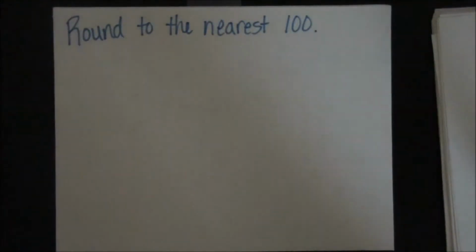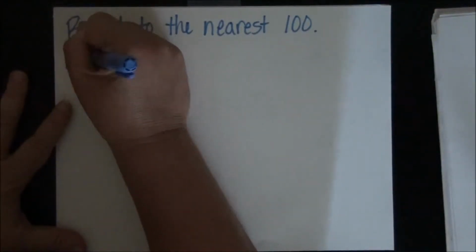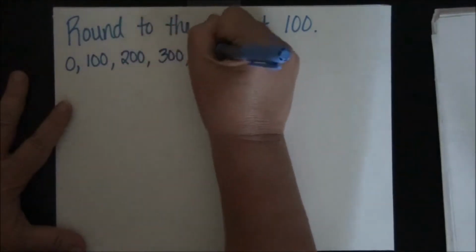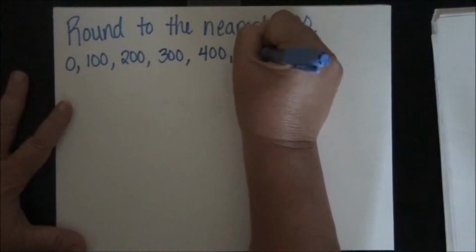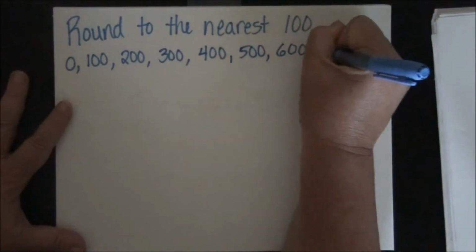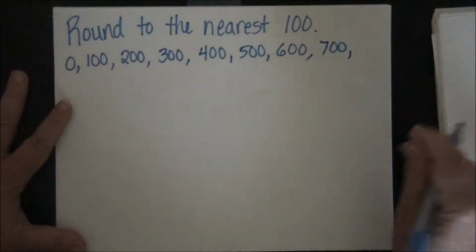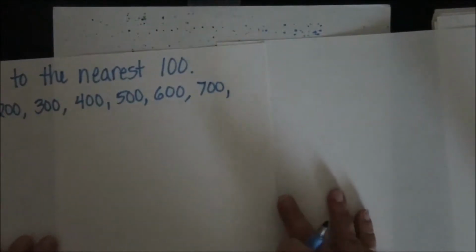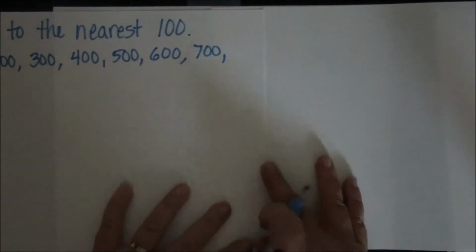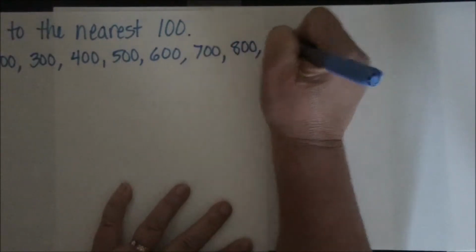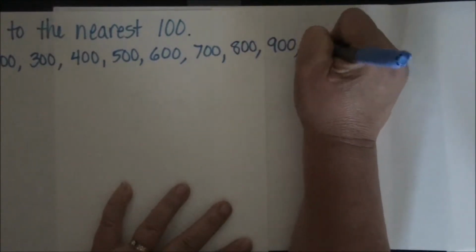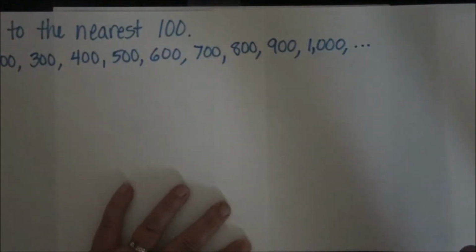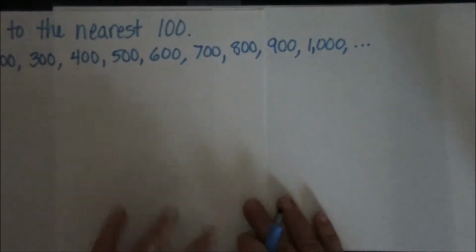Okay, so let's count by hundreds. 0, 100, 200, 300, 400, 500, 600, 700. I'm going to go on to my next piece of paper over here. Okay, 800, 900, 1,000. And again, it goes on higher, but we're not going to worry about that right now. We're just going to worry about these numbers, okay?